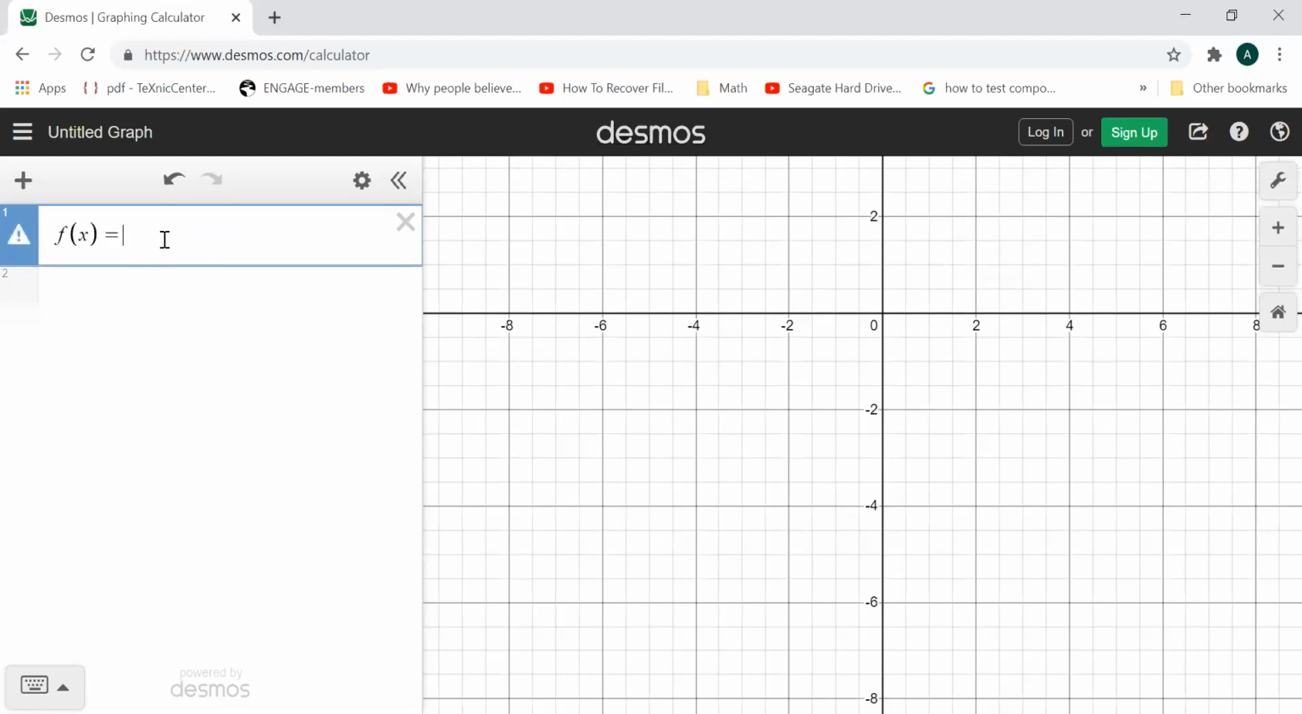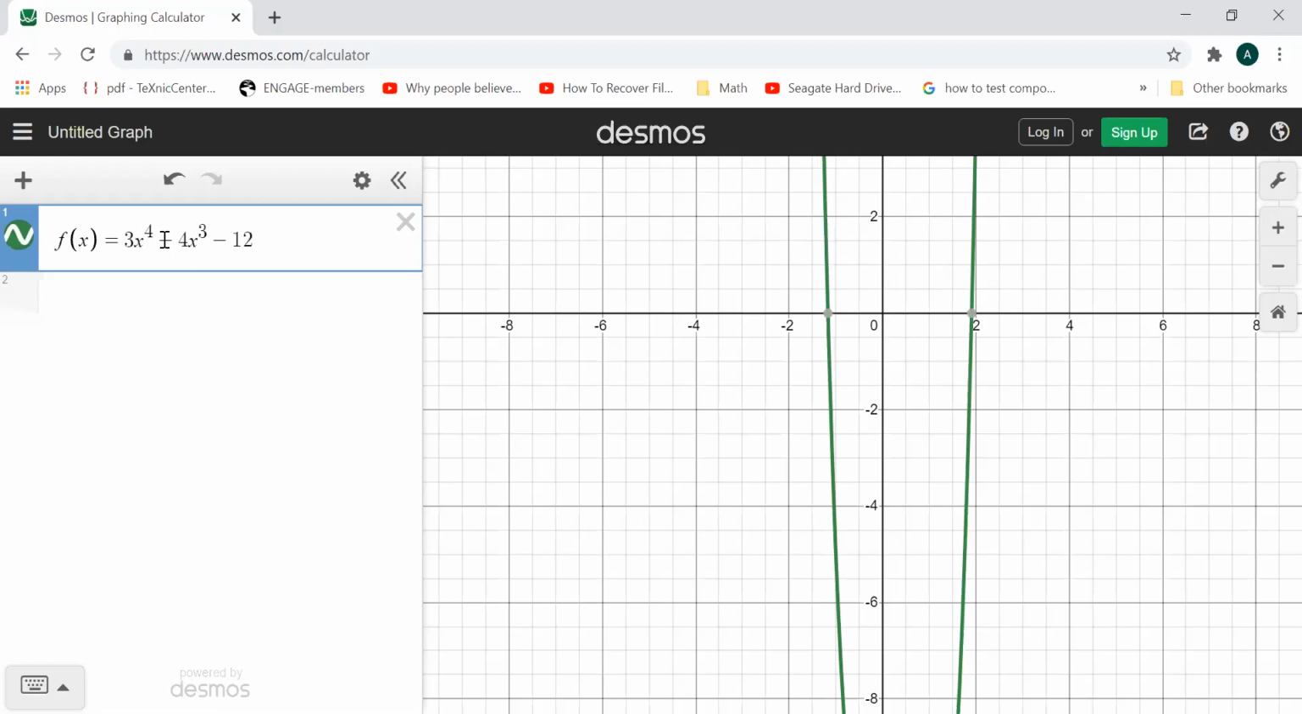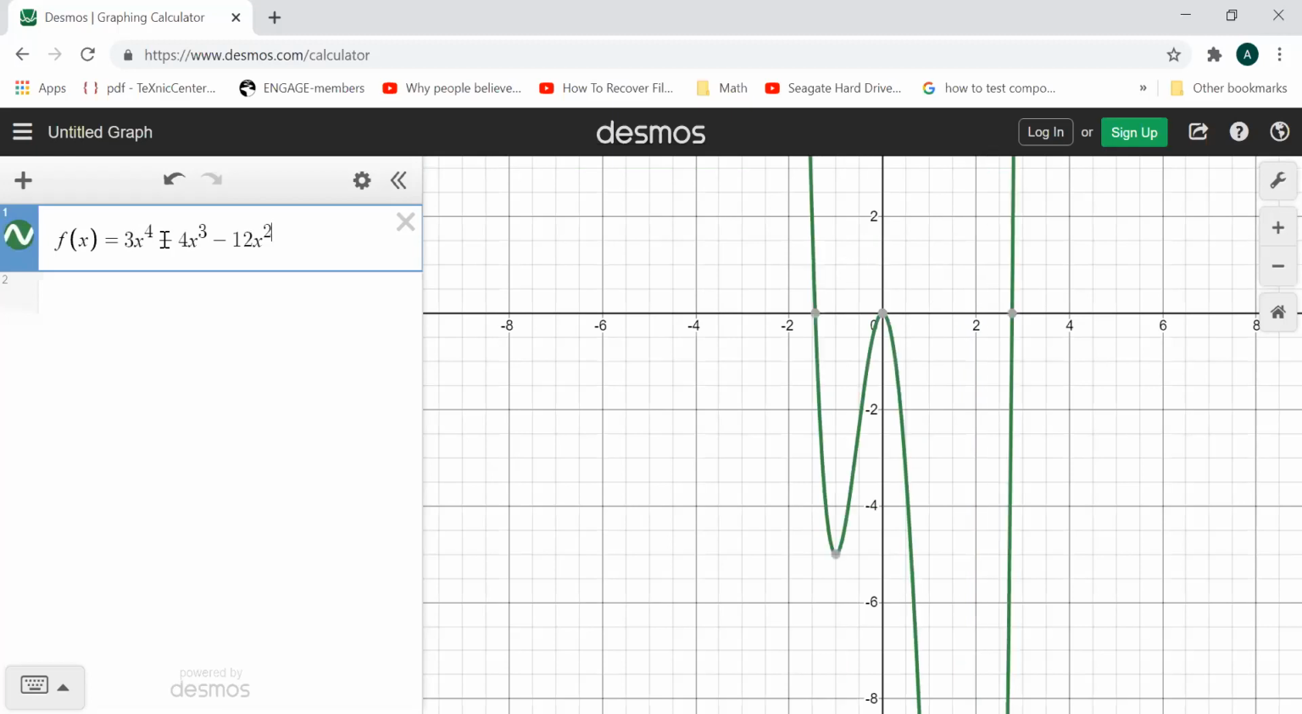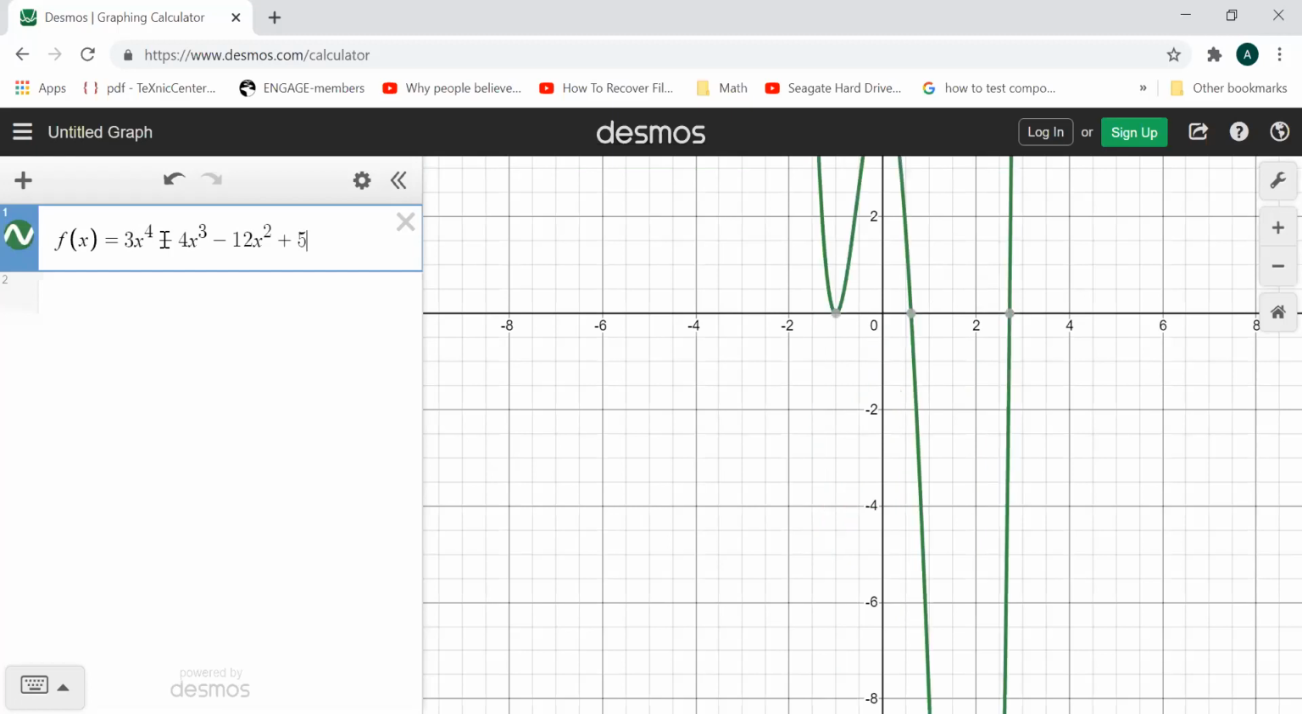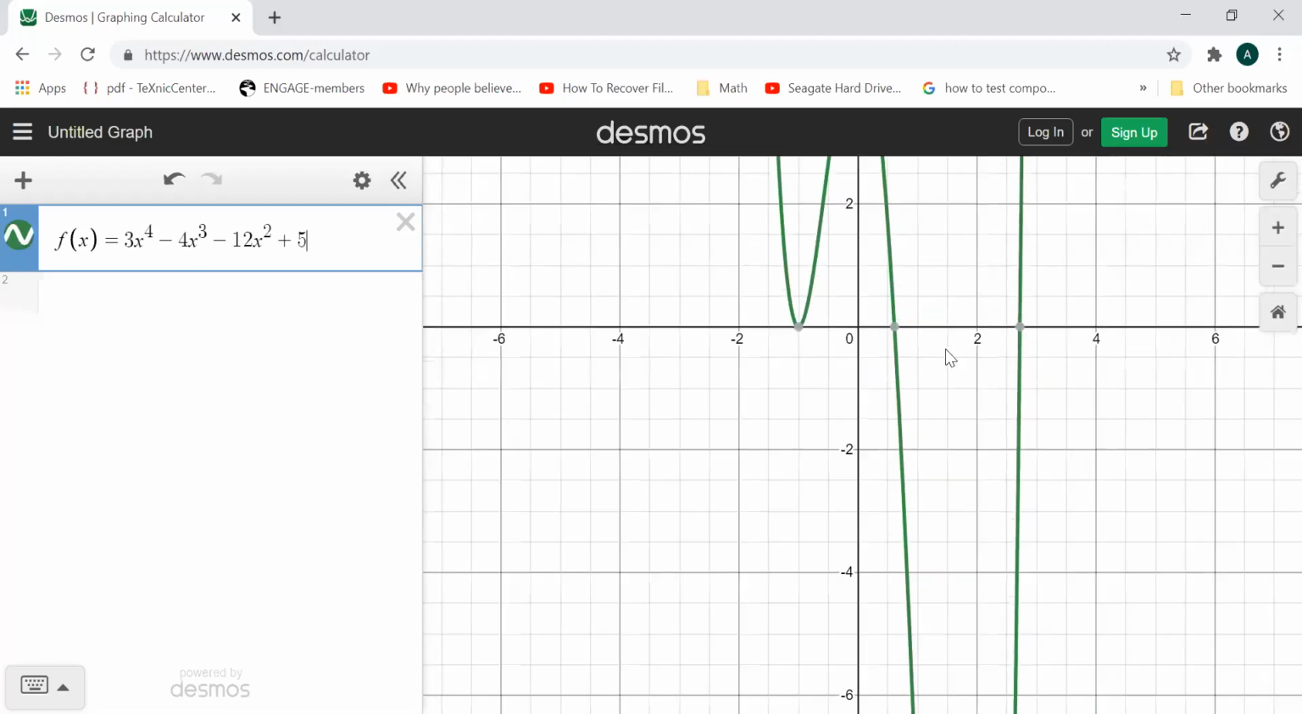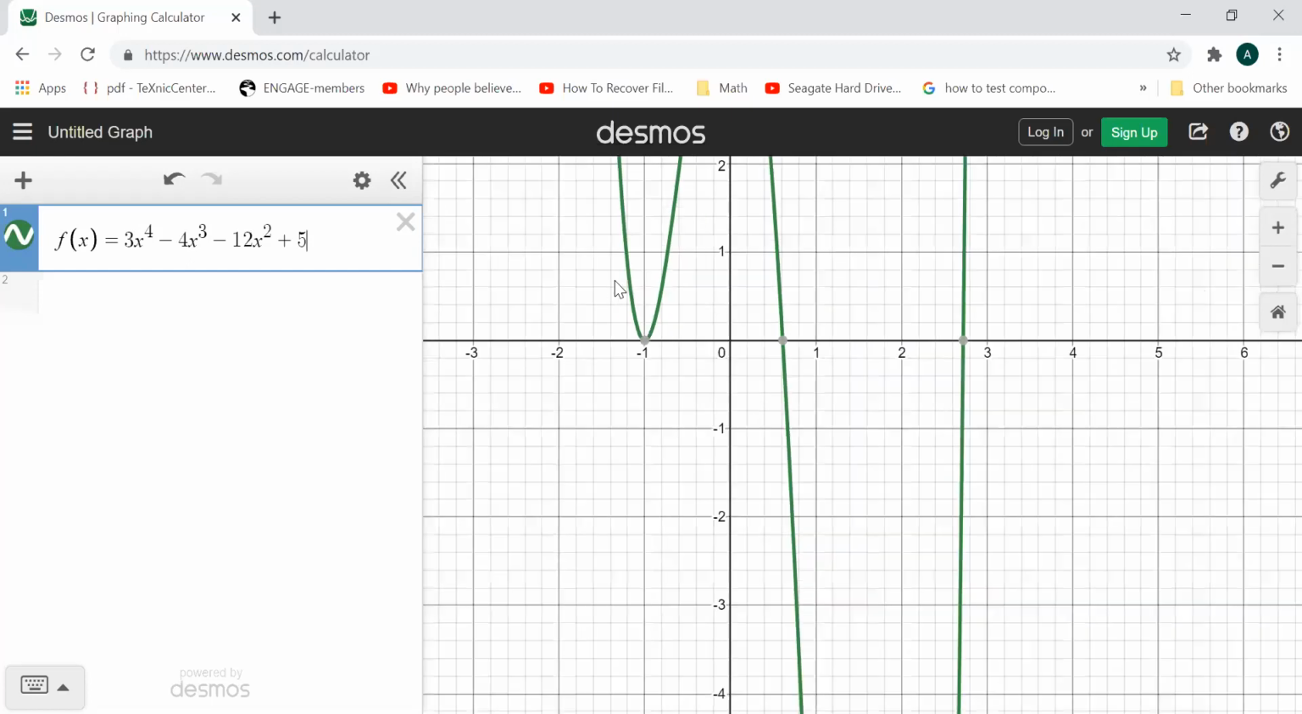Sorry about that. f of x equals, and the function was again, which one? This one here. So 3x to the 4 minus 4x cubed minus 12x squared plus 5. All right, so we say plus 5. There we go. And so my function is, you can see, oops, let's zoom in here.